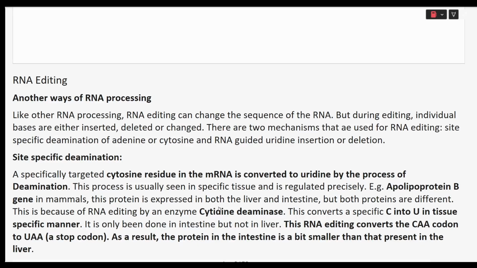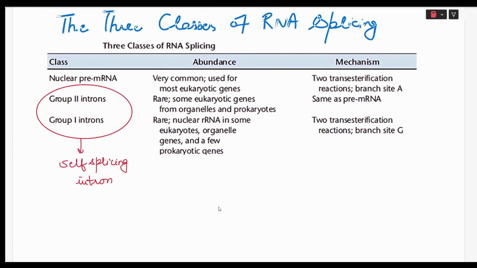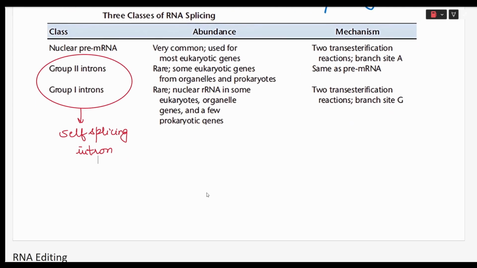I think I have the slide prepared. No, so I will be explaining that myself, right? So the mechanism is almost the same, but the group 1 has a different branch site. Actually, let's talk about them a little before moving any further. The group 1 introns, which are self-splicing, have a branch point G. Everything else almost remains the same. Just the lariat is not formed.